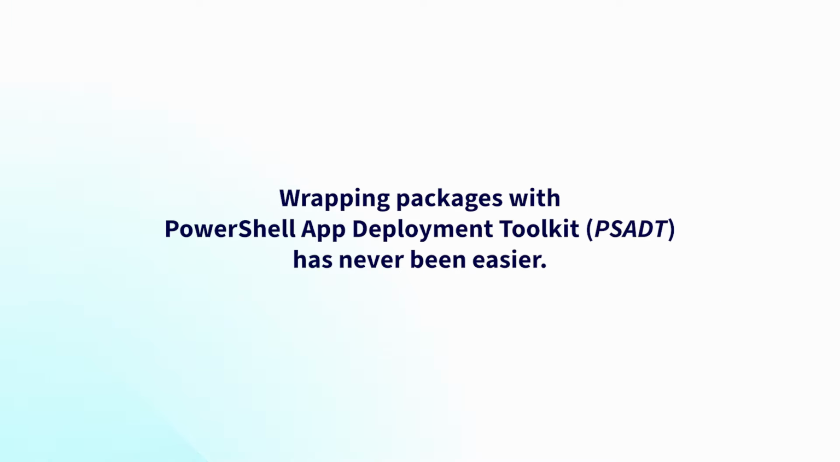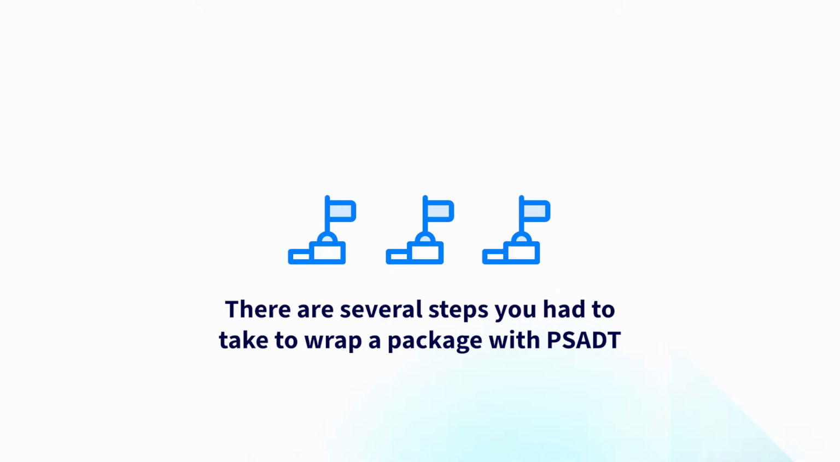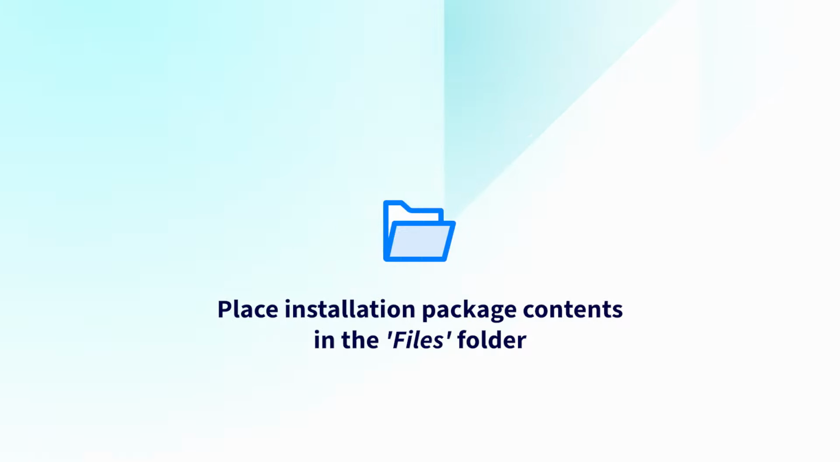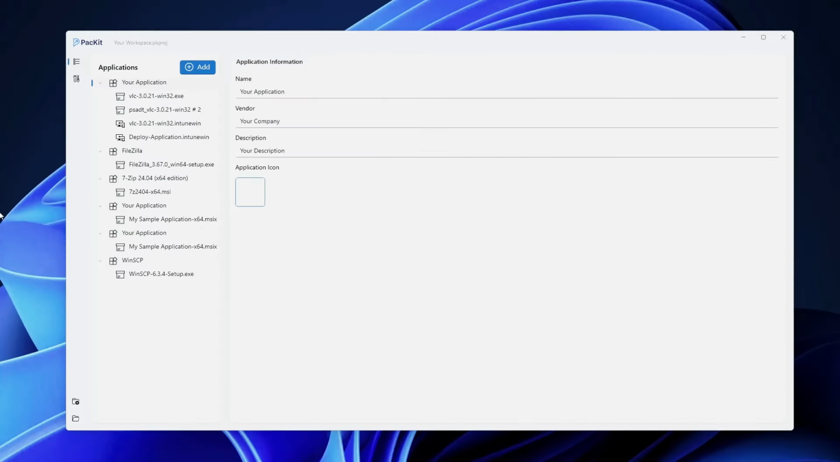So, wrapping packages with PowerShell App Deployment Toolkit has never been easier. Previously, you had multiple steps you had to take in order to wrap a package with PowerShell App Deployment Toolkit. First of all, you needed to download the PowerShell App Deployment Toolkit, extract the archive, place the installation package contents into the files folder, edit basic information, add command lines, and so forth and so on. Now, PacKit automates these steps, and how do we do it?